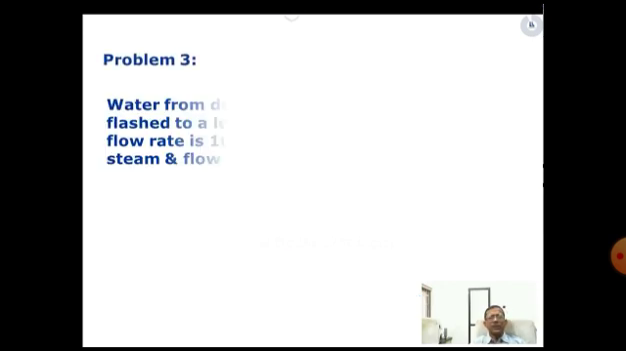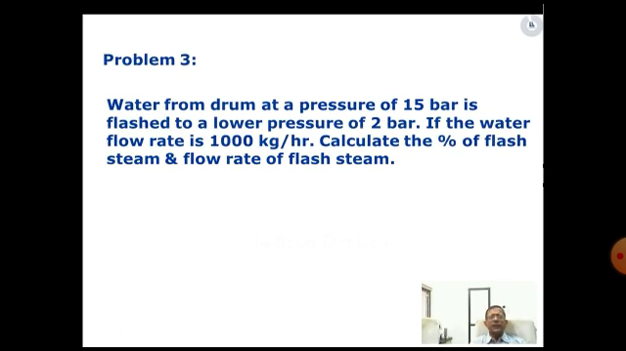Okay, now we go to the next problem. Water from a drum at a pressure of 15 bar is flushed to a lower pressure of 2 bar. If the water flow rate is 1000 kg per hour, calculate the percentage of flush steam and the flow rate of flush steam.